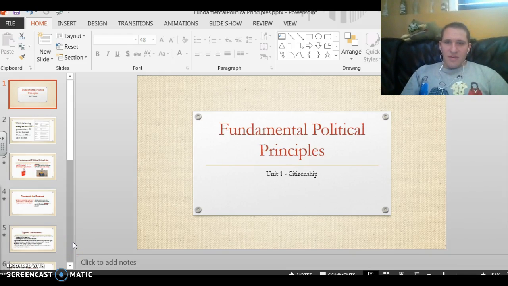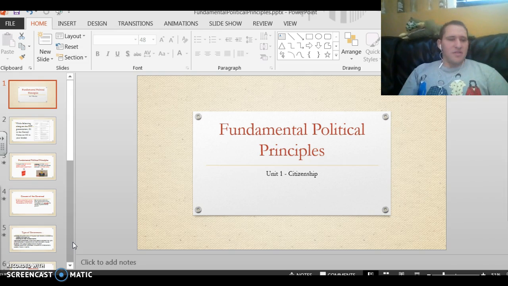We're going to talk today about the fundamental political principles. This is also called the founding ideas of our government, and we will revisit these throughout the year. So these are very important concepts, and that's why we start with this in Unit 1.